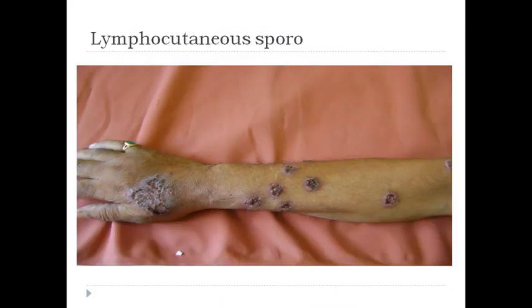And this was a classical patient of lymphocutaneous sporotrichosis. You can notice that this patient must have got a tattoo, you can see OM is written on the dorsum of the hand, and that tattooing machine must have been contaminated with Sporothrix schenckii, and subsequently there was development of multiple ulcerated nodular lesions along the lymphatics. This was a classical case of lymphocutaneous sporotrichosis.